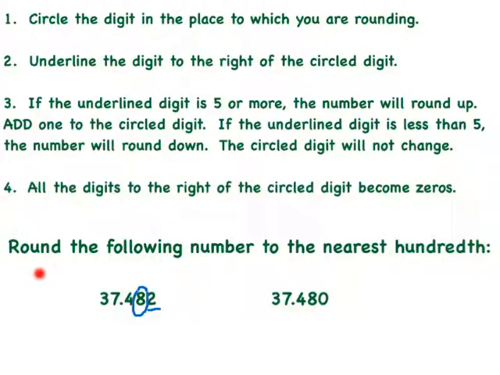So here's an example of rounding a number to the nearest hundredth. So I first have to find the hundredths place. I'm going to circle that number and underline the digit to the right. Now, if this digit is 5 or more, it tells that one to go up. If it's less than 5, then this digit stays the same. Well, a 2 is less than 5, so that digit's going to stay the same, and then everything behind it becomes a 0. So the 8 stayed the same, and everything behind it became a 0.